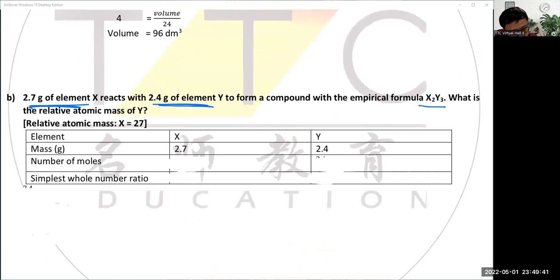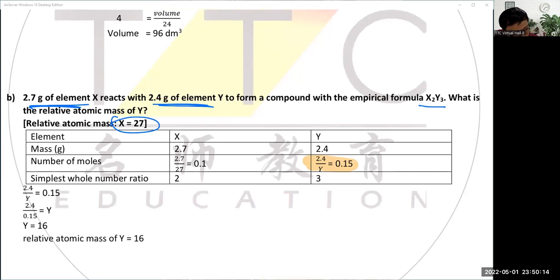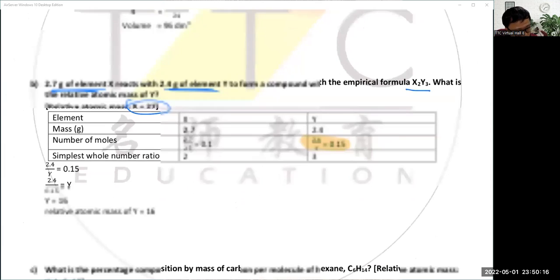Then this much of X reacts with this much of Y for this compound called X2Y3. So put the mass first. The ratio is 2 to 3. Then you are given that X is equal to 27. So 22.7 divided by 27, you get 0.1. Then you divide by 2 times 3. You get this ratio, the mole should be 0.15. Then 2.4 divided by Y, unknown mass. So you divide by Y. So you get this number. Then from this number, you try to find out your Y will equal 16. So the relative mass will equal 16.